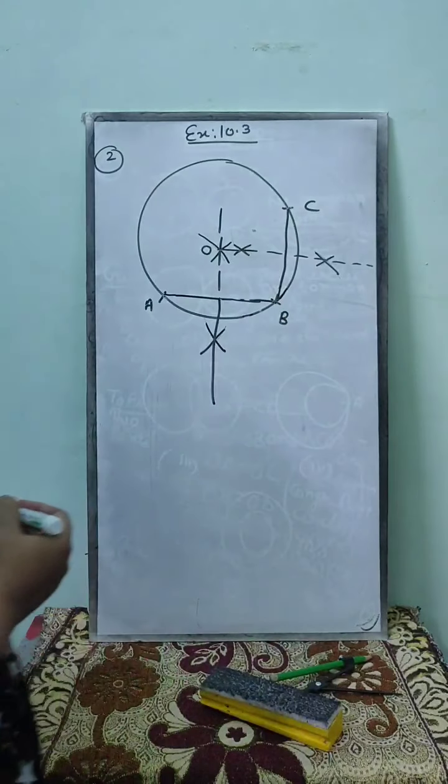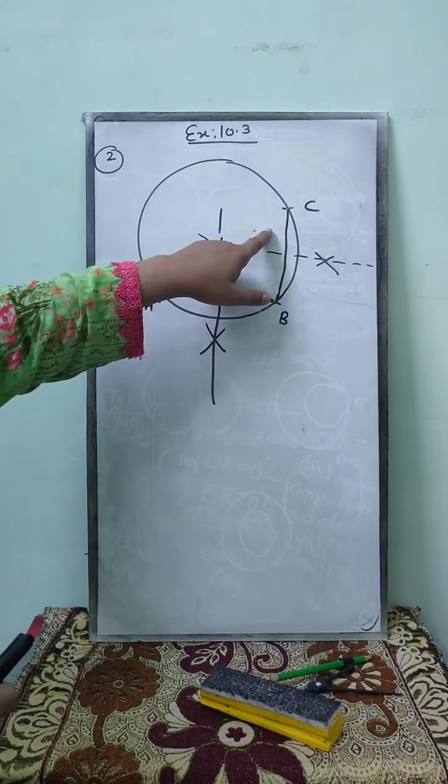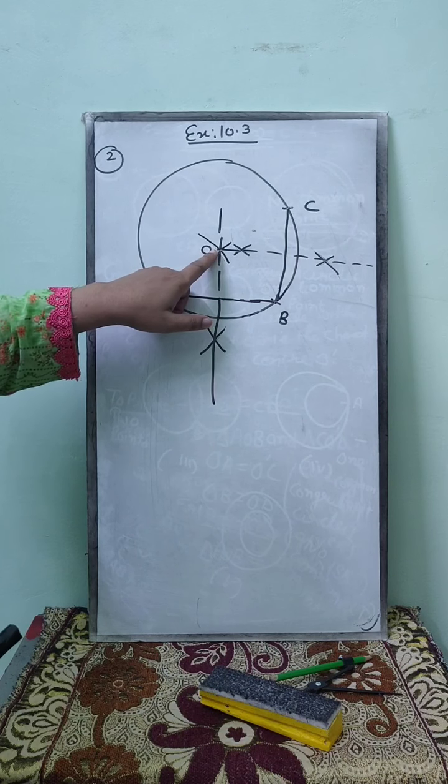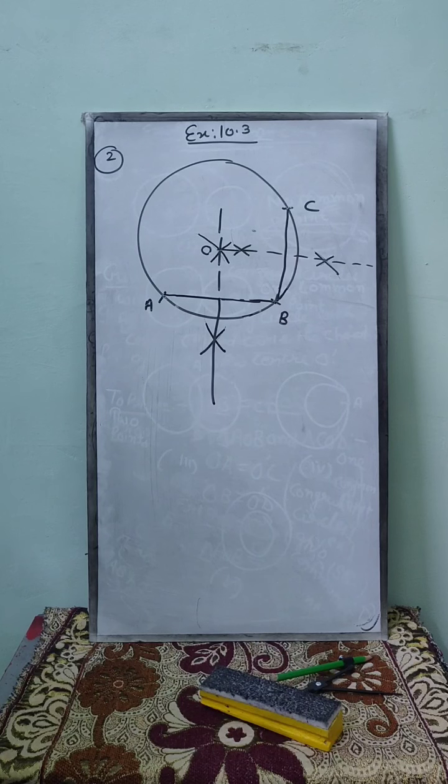Clear? This point O, where both the bisectors of AB and BC intersect each other, this point O will be the center of the circle. Clear? Give a 1 minute review to this sum thoroughly.